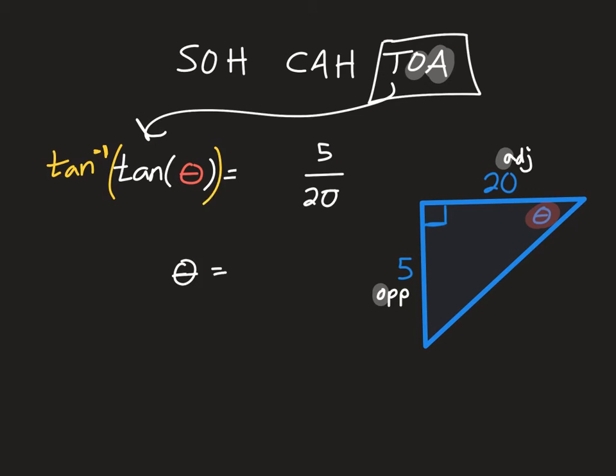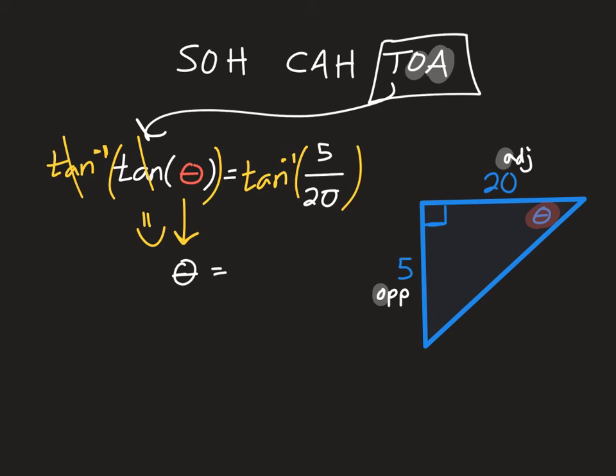So I'm going to take the inverse tangent. And what that will do is the inverse tangent and tangent will cancel each other out, and I will be left with just theta like I wanted. However, if I take the inverse tangent on the left side, then I have to do the same thing on the right. I have to do the inverse tangent on the right. So now I have inverse tangent of 5 over 20. And we can just go ahead and plug that into the calculator.